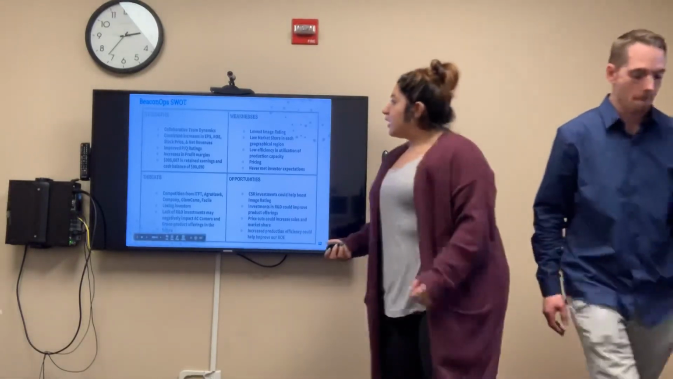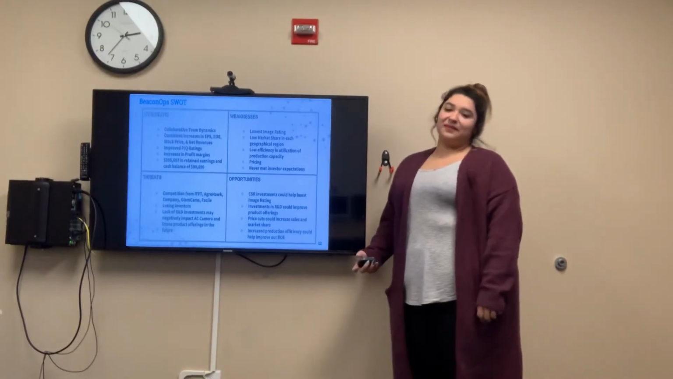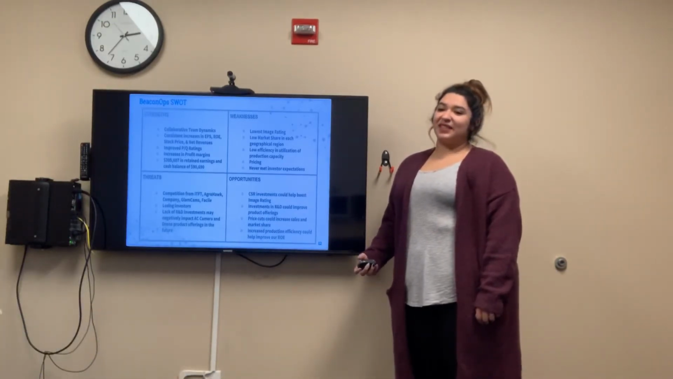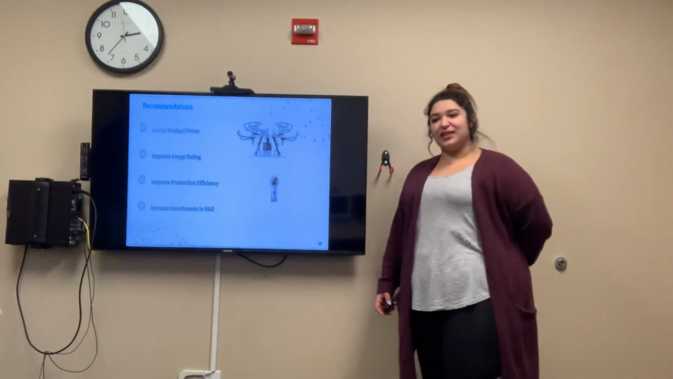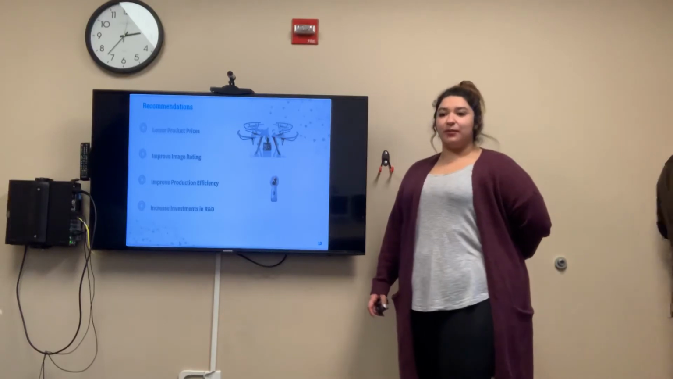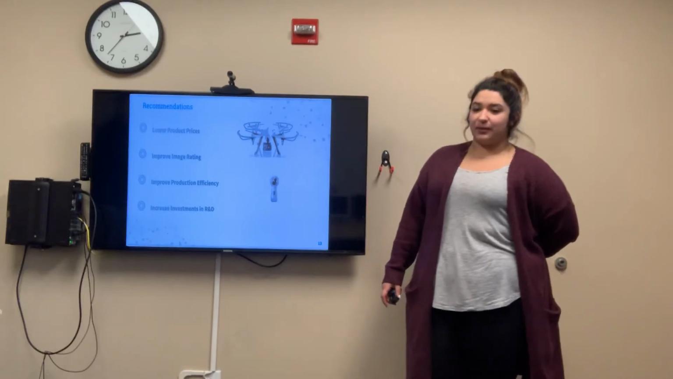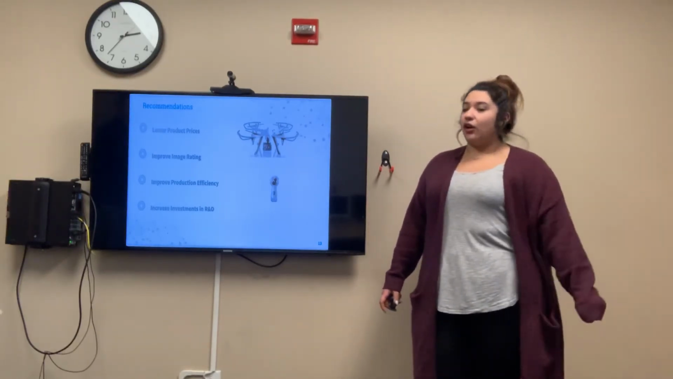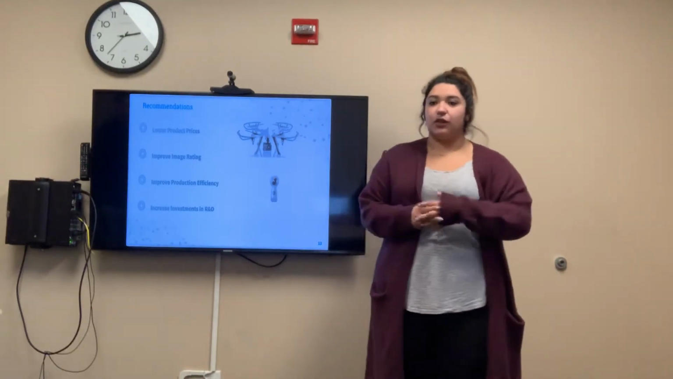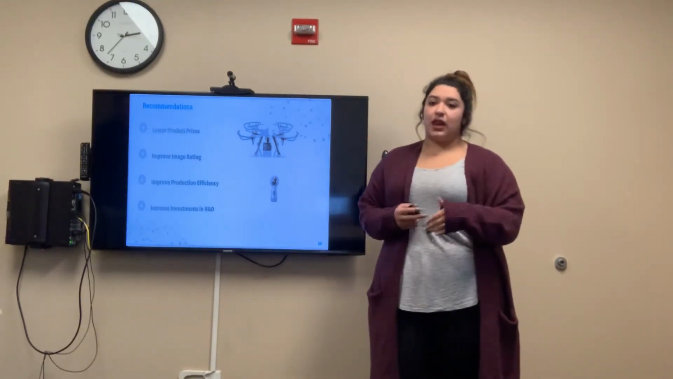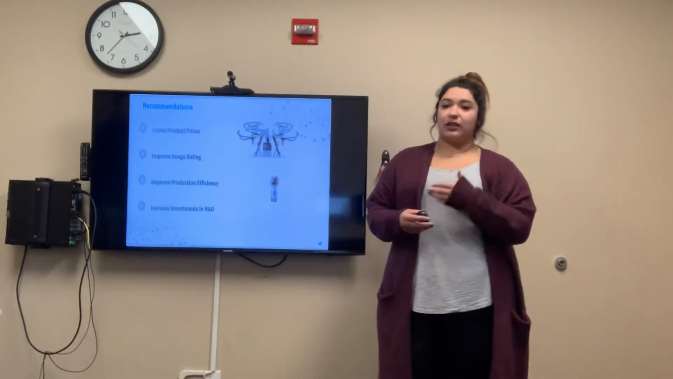Thank you, Kurt. The 4 recommendations we wish to make as a company are going to be a lower product price, improved image rating, improved production efficiency, and an increase in investments in research and development. All 4 of these recommendations will correlate with one another. So if we were to lower the product prices, that would in return improve our image ratings because we'd be selling a better product at a lower price.